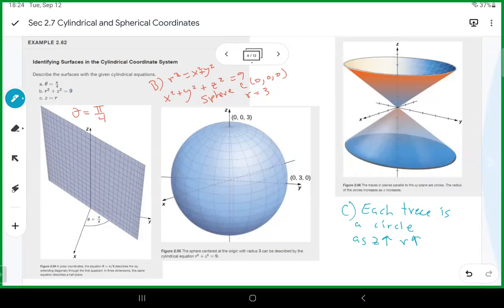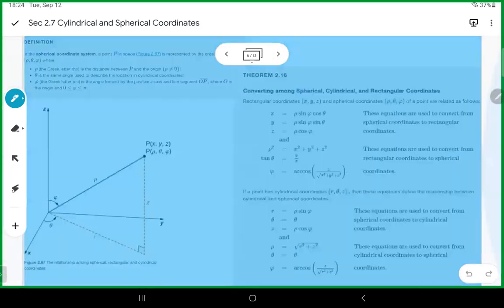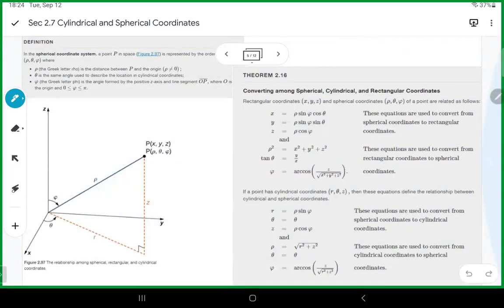Okay. We're just gonna do one last bigger note section, and then that's it. So our definition here is in the spherical coordinate system, a point P in space is represented by the ordered triple rho, theta, and phi. Couldn't figure out which one was first, but that's rho. Okay, and again, it shows you a nice little diagram. It has your converting charts.